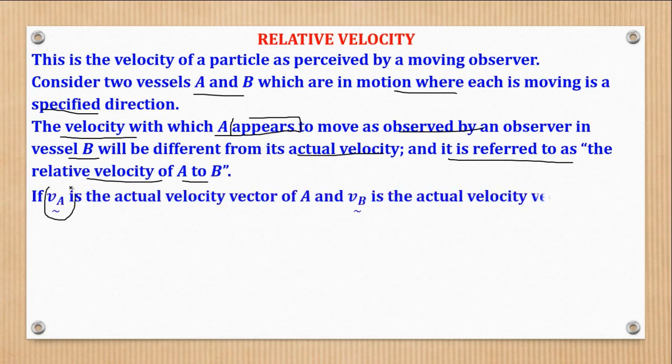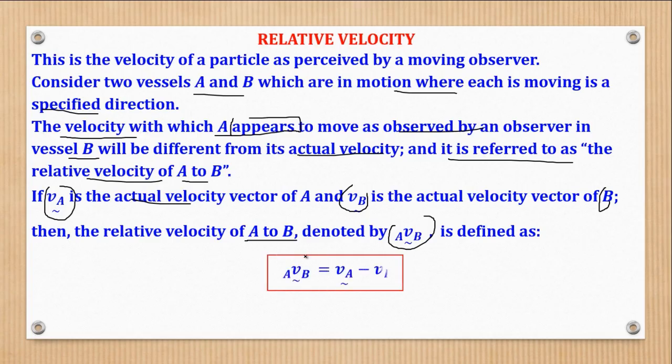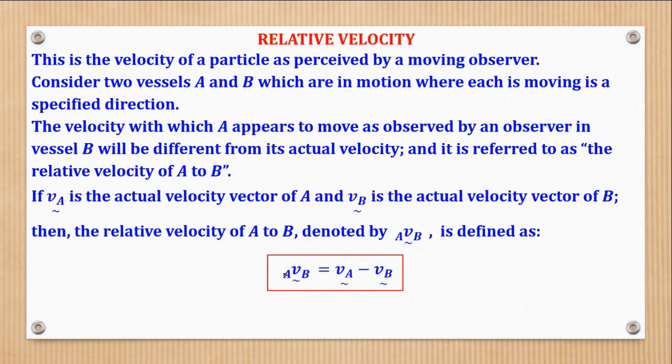This means that if VA is the actual velocity vector of A and VB is the actual velocity vector of B, then the relative velocity of A to B will be denoted by VAB, and it's defined as VAB equal to VA minus VB. So there are two things you should note. One is that what is here is the first, followed by this. Then two, you should note that these are vectors. I think you see this tilde symbol.